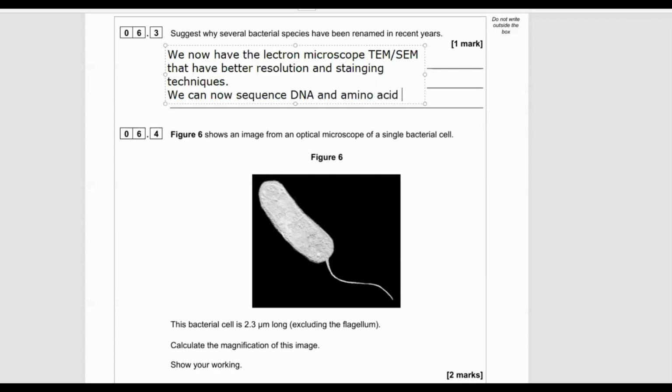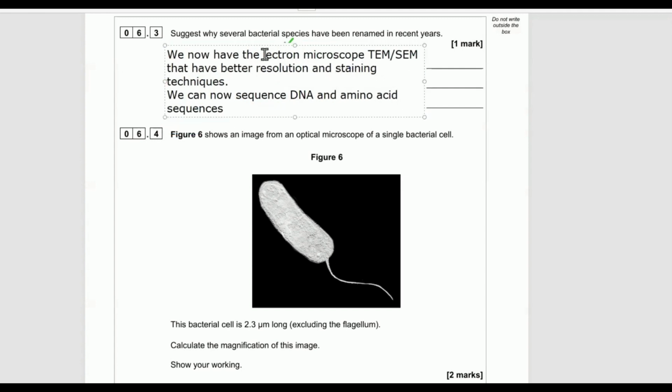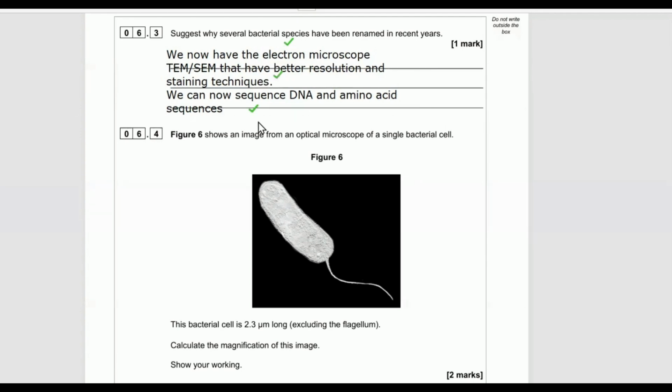So the ability to sequence DNA, look at amino acid sequences, i.e. the primary structure of proteins, and do comparisons. And that has helped us group different species together and reclassify those bacterial species. Okay, let's zing on to 6.4.